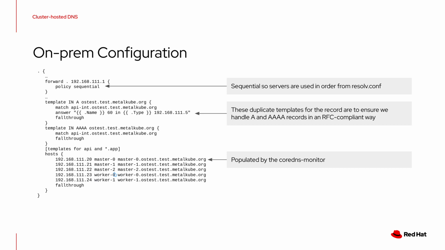And then down here you can see just the host list. This is all templated by the CoreDNS monitor, and everything has the fallthrough directive on it, so that if anything doesn't match one of our internal records, it will just get forwarded on to the upstream DNS servers.